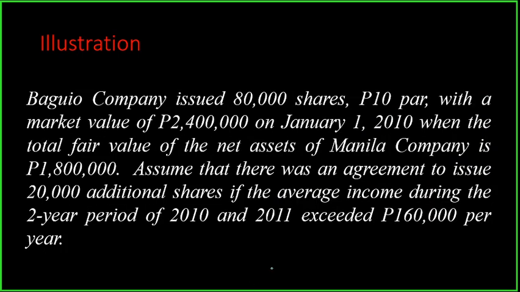Let's have an example na lang. Okay, so you have Baguio Company issued 80,000 shares at 10 par with 2.4, when the total fair market value is 1.8, assuming that there was an agreement to issue 20,000 additional shares if the average income during the 2-year period of 2010 and 2011 exceeded 160 per year. Okay, so let's try to analyze. What will be the consideration for this? Let's try to remove that and let's compute. Your purchase price or your consideration will be composed of the fair market value of your stocks.